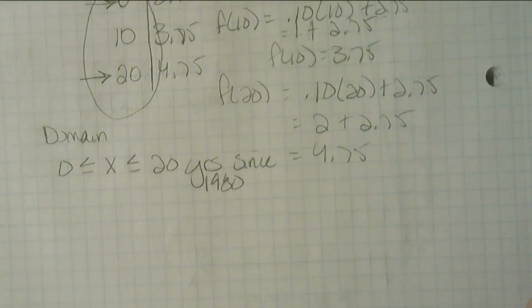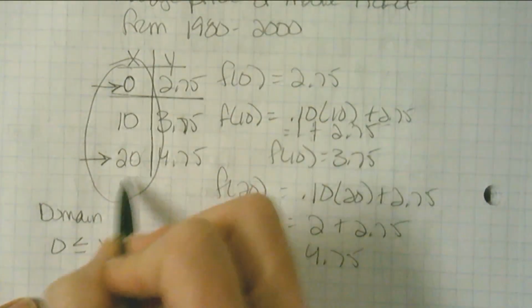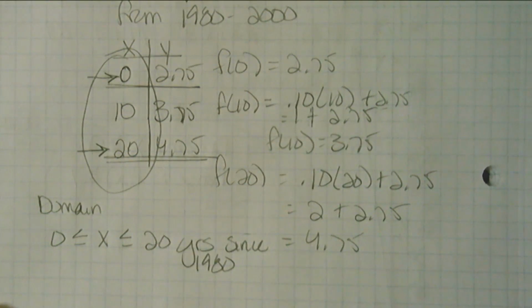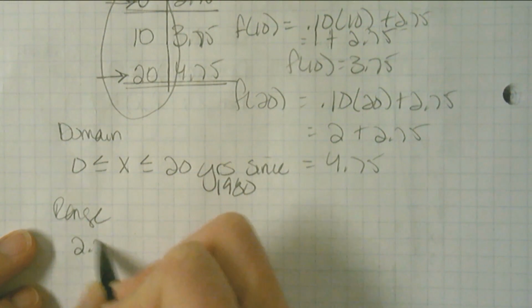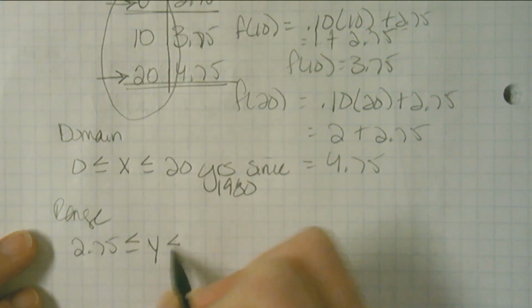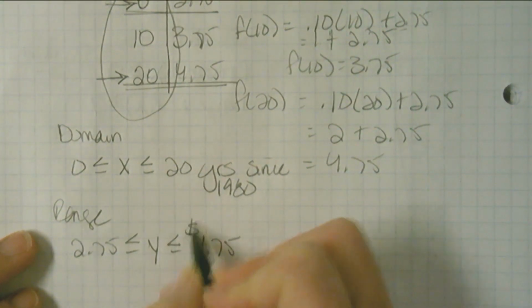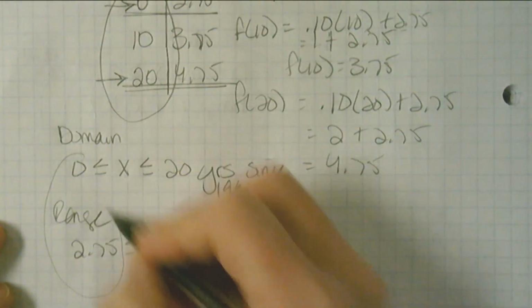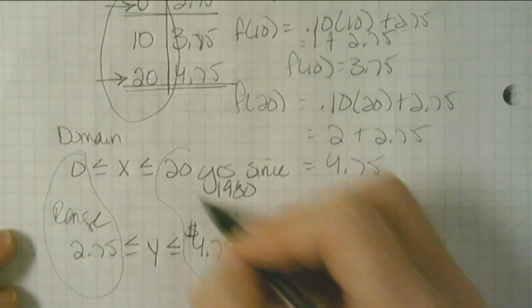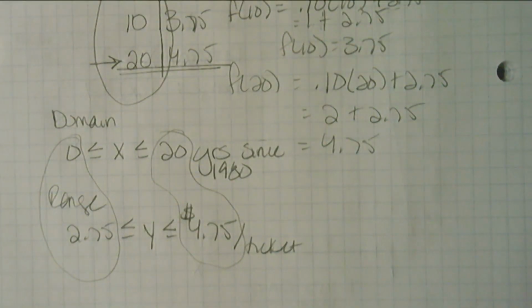But since that's my domain, my range values have to use the coordinate pair partner y to go with it, which means my range has to be 2.75 is less than or equal to y, which is less than or equal to 4.75, and this is dollars per ticket. Because that 0 goes with the 2.75, that 20 goes with the 4.75. Does that make sense? Awesome. Does that answer your question? Excellent. All right, what else can I do for you guys?